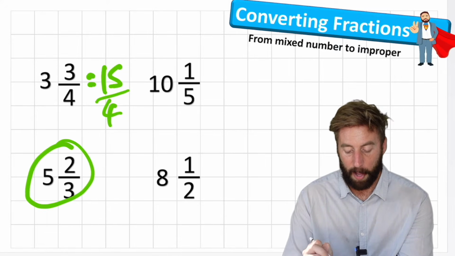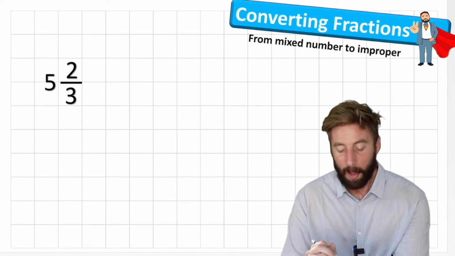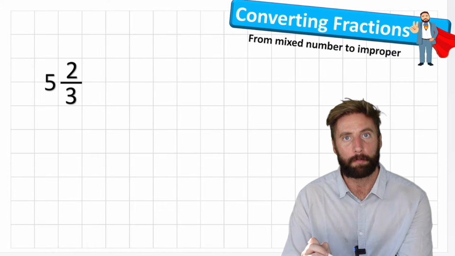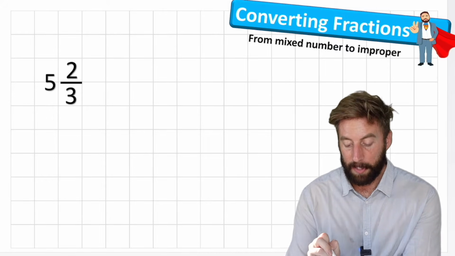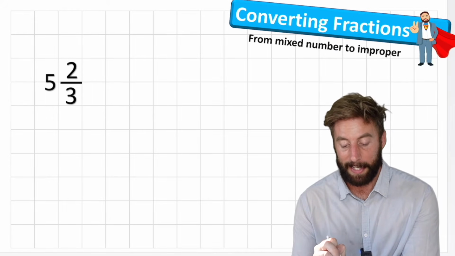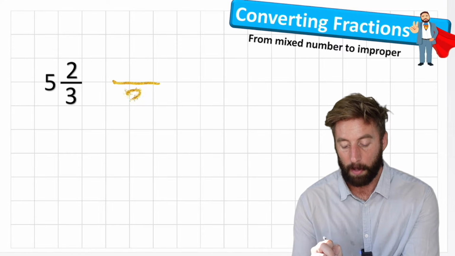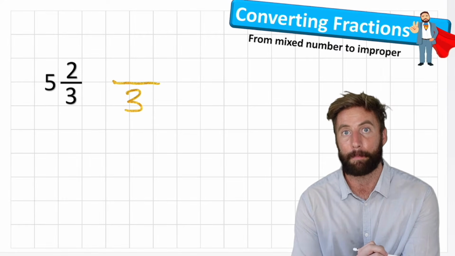Okay, let's have a look at question 2. Let's have a look at 5 2/3. Well, let's not bother building those bar models again. Let's go simply into the method. So the first question I want to ask myself is, what is my fraction? And in this case, it's thirds. So I know that my answer is going to be in thirds for the improper fraction.